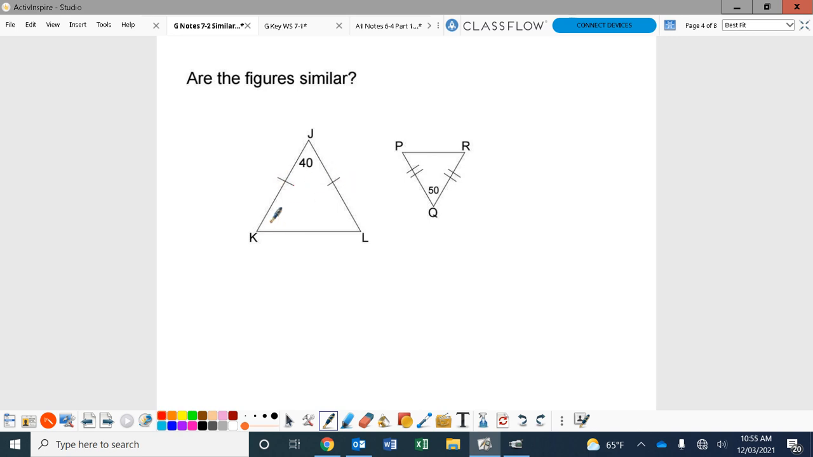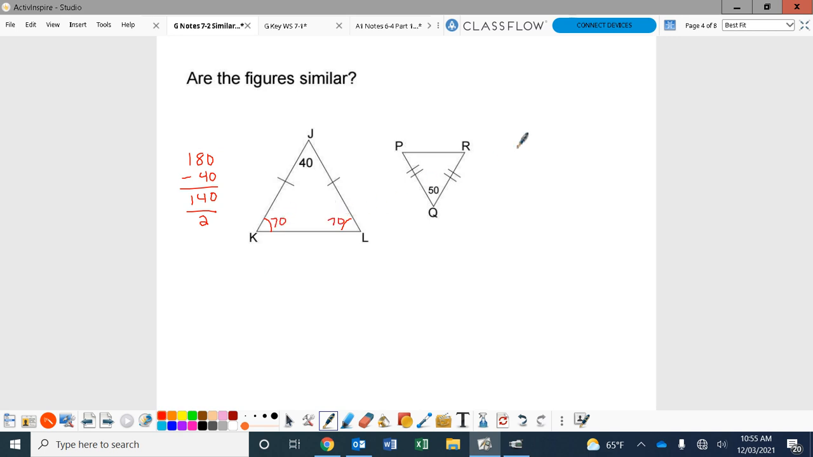What's the word again? Isosceles. So an isosceles triangle has 2 sides the same, which makes the 2 base angles the same. So we start off with 180. We subtract the 40. That's going to leave us 140. What do we do with that 140 because it's an isosceles triangle? Divide that by 2. So each one of these is going to be 70.